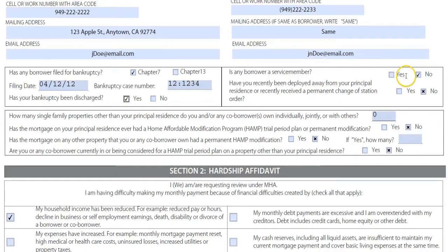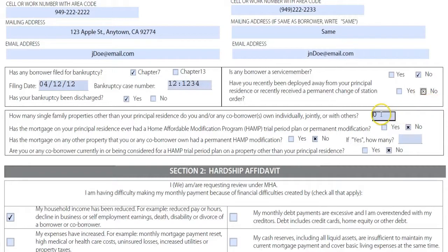Is the borrower a service member? If you have served in the military or your spouse has served in the military and they are also on the mortgage, make sure you check mark that. Have you been recently deployed away from your principal residence? This would be if you are in the military and you have served our country outside of your home area. You would check mark that box.